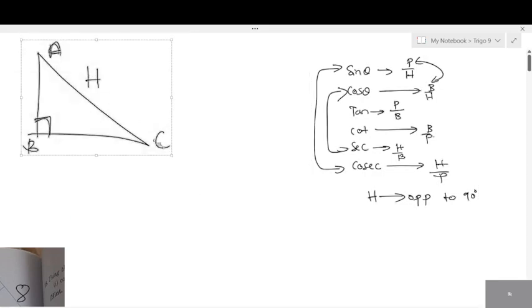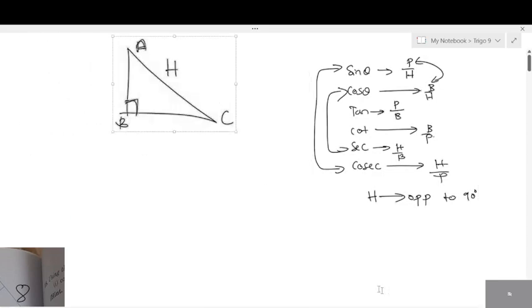Next we have perpendicular and base. Perpendicular and base will vary according to the angle we choose. Now let me take angle A, students. For angle A, which side is opposite? So opposite, we also call it perpendicular. What's the other meaning for perpendicular?